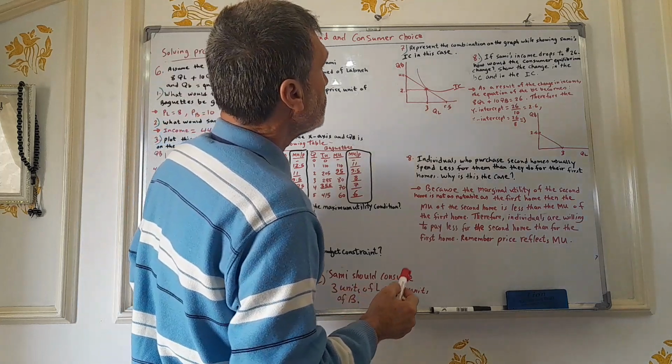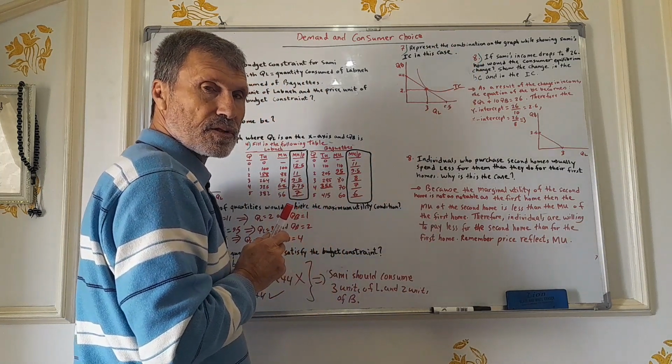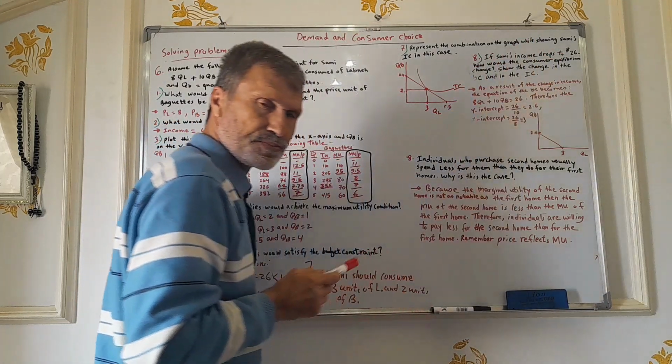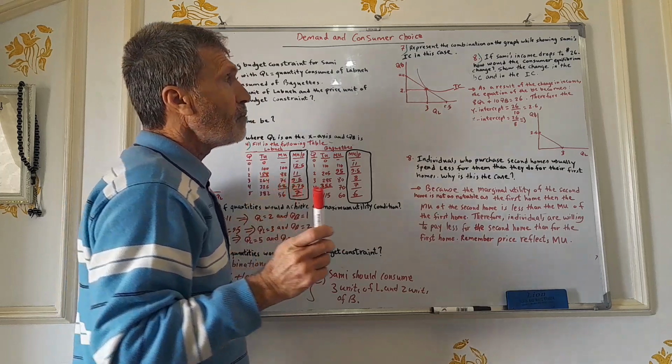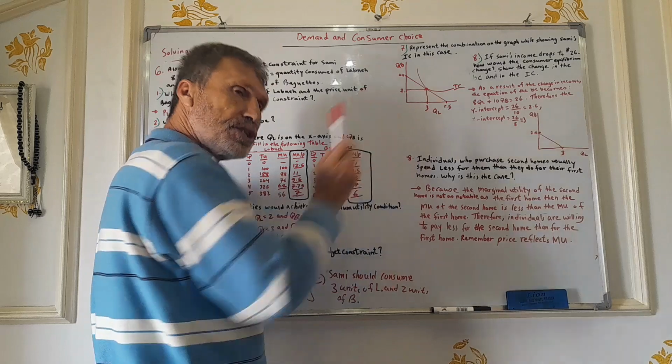Great. Now, part 8 of the problem, or question 8, says if Sammy's income drops to 20, how would the consumer equilibrium change?